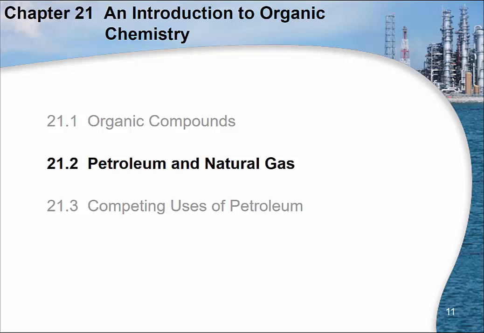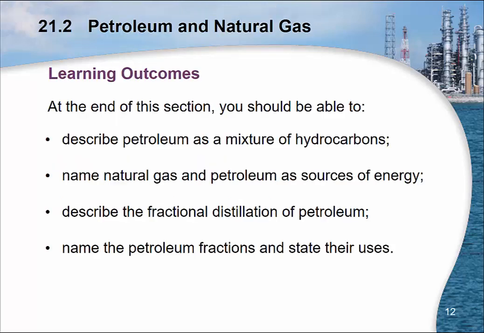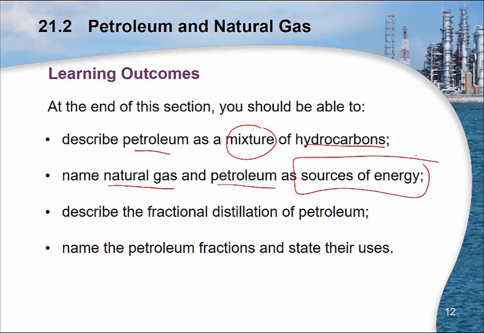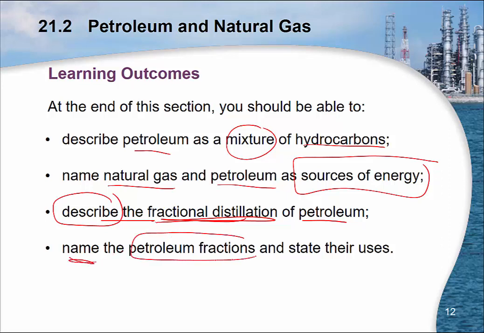The next section is petroleum and natural gas. So we need to know that petroleum is a mixture of hydrocarbons, and you need to know natural gas and petroleum are sources of energy. In fact, they are the fossil fuels. You must know how to describe, usually a 3-mark question, how petroleum is separated by fractional distillation. Okay, petroleum is separated by fractional distillation. And last but not least, name the fractions of the petroleum and state their uses. It must be in the order from the lowest boiling point to the highest boiling point.